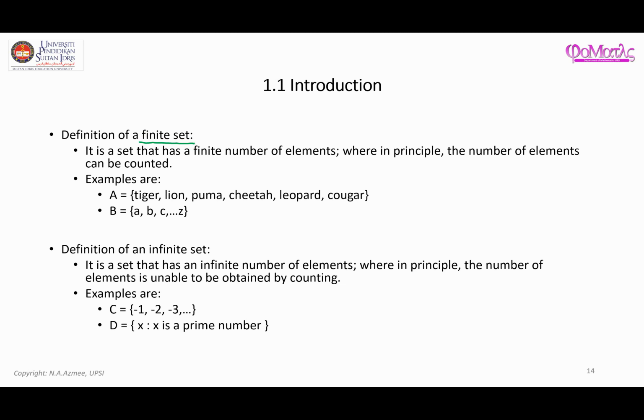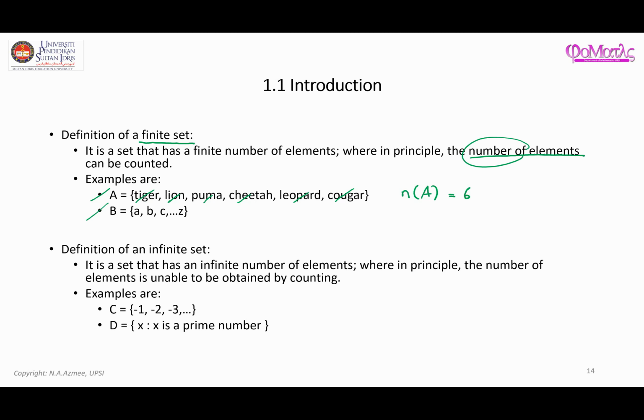When you have a finite set, it means that you will be able to count the number of elements in that particular set. For example, here we have set A, and set A consists of tiger, lion, puma, cheetah, and so on. And you'll be able to count all the elements inside set A, and the number of elements in A is going to be 6. So that is an example of a finite set because you are able to get the exact number of elements.